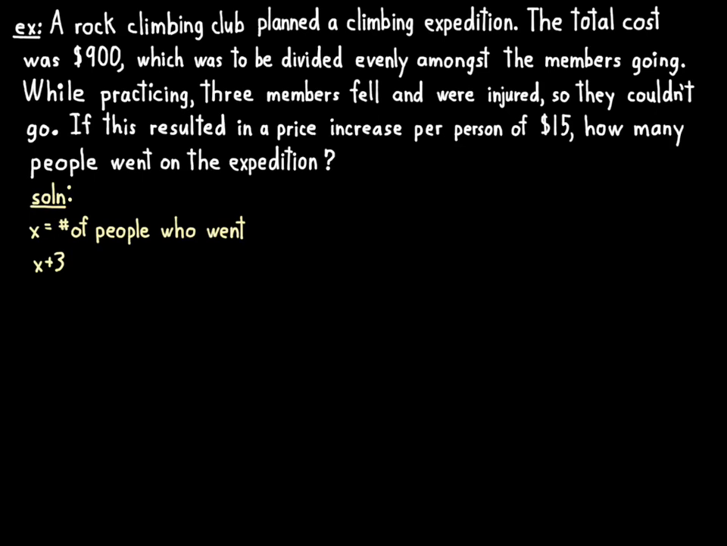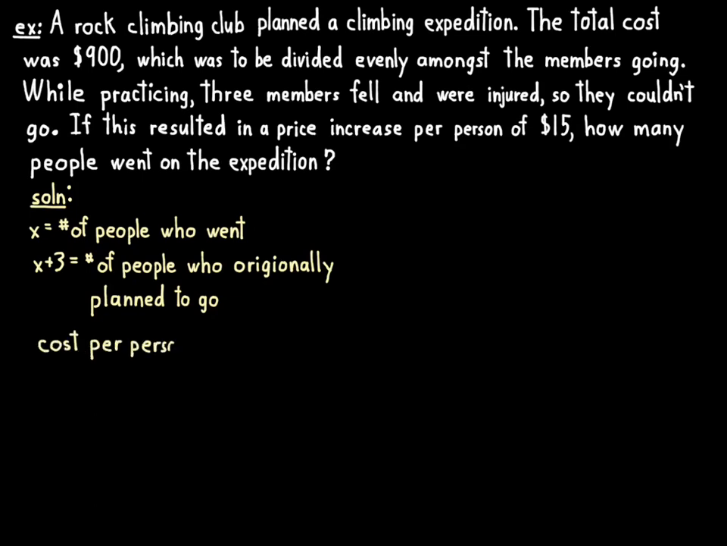Okay, x plus 3. What is x plus 3? Well, the number of people who went, there's 3 people who couldn't go, right? Because they were injured. So x plus 3 is the original number of people who were going to go on the trip. Why do I want that? Because I want to know the original price per person and the new price per person, right? So I need to know how many people planned to go originally, and that's x plus 3. I don't need to know the number, I just need to know the expression for it, x plus 3.